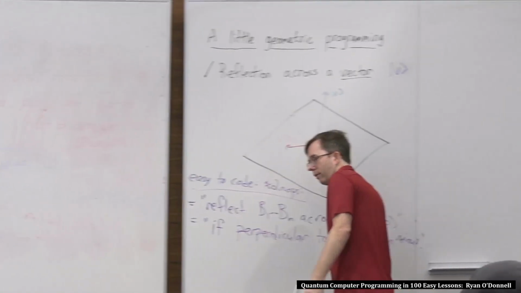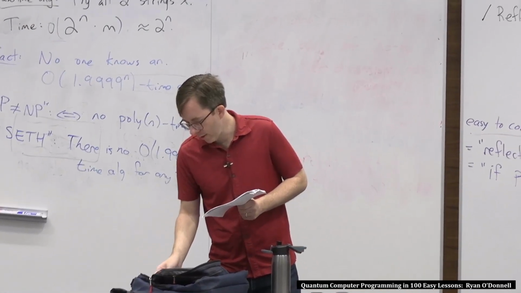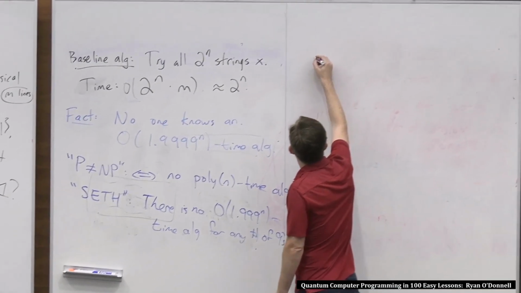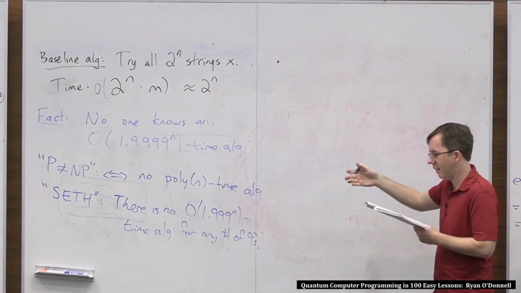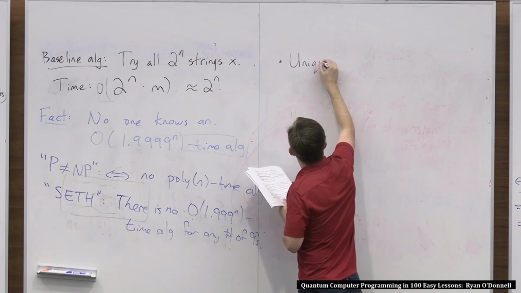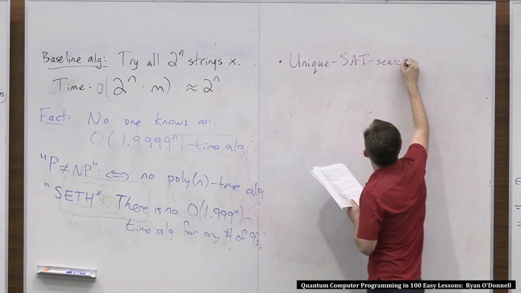Because it's convenient for Grover's algorithm, which is what we're going to talk about, we're going to look at a combination of these two ideas, this unique idea and this search idea. We're going to put in one thing that makes it a little bit harder and one thing that makes it a little bit easier, but actually it's all equivalent. So I'll call it unique SAT search.